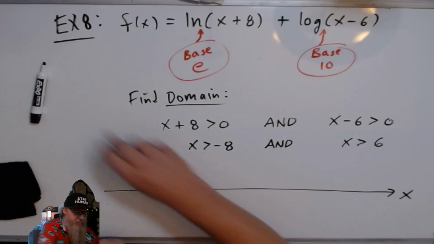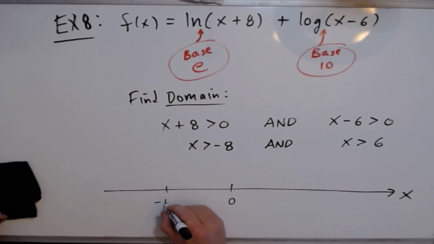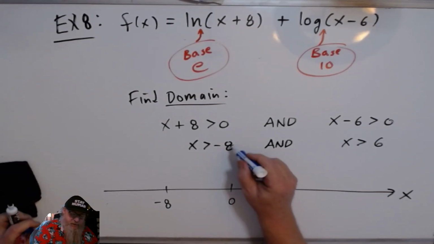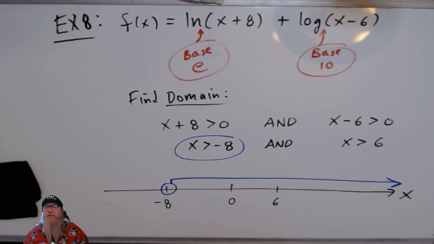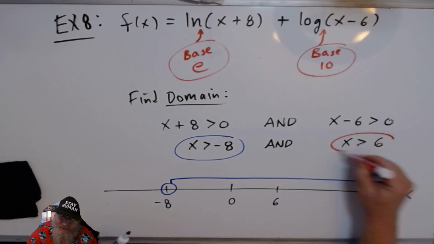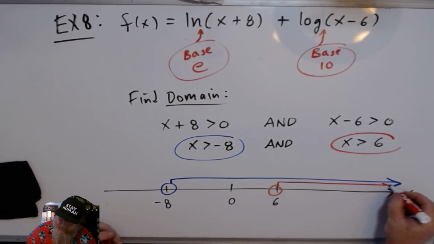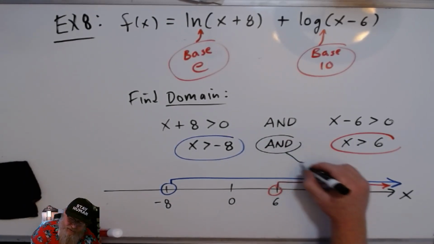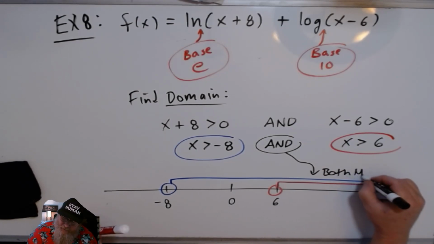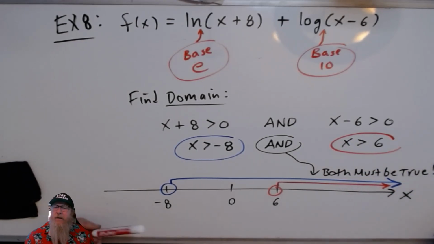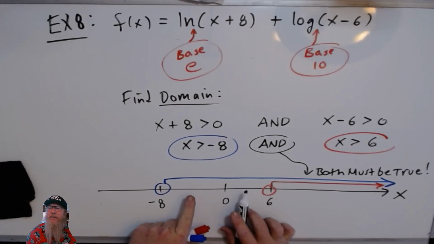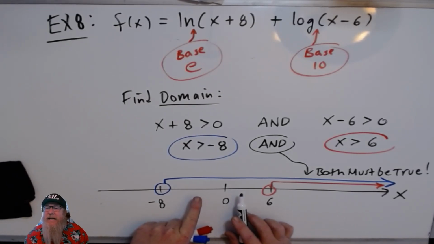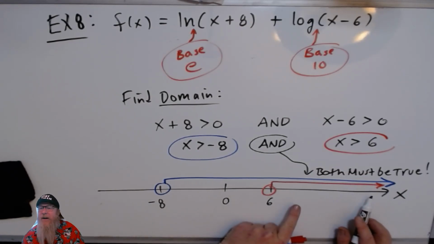So here's -8. So x is greater than -8. And here's 6. And "and" means both. So both of these things must be true. So over here, x is greater than -8, but it's not greater than 6. Over here, x is greater than 6 and it's greater than -8.